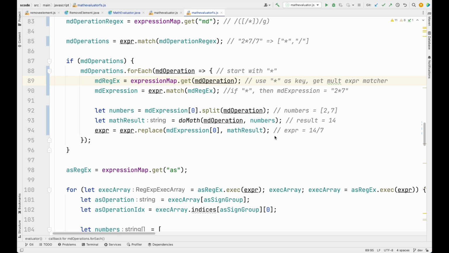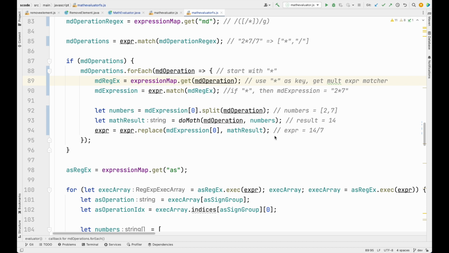The expression is going to replace the 2 times 7 portion of the overall expression, which is 2 times 7 divided by 7. It's going to replace the 2 times 7 part with 14. So now the new expression is 14 divided by 7.